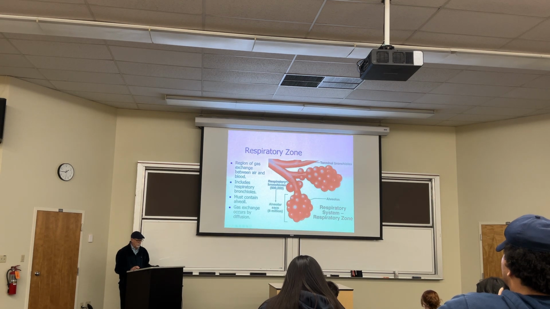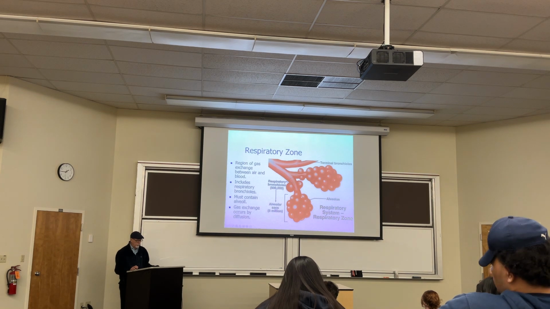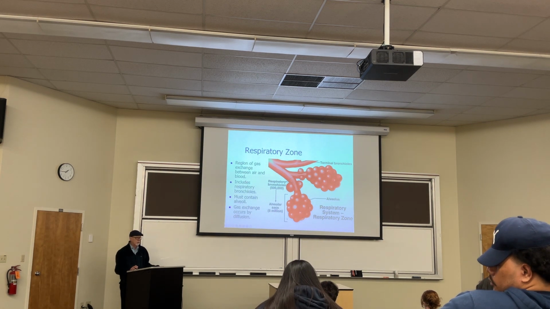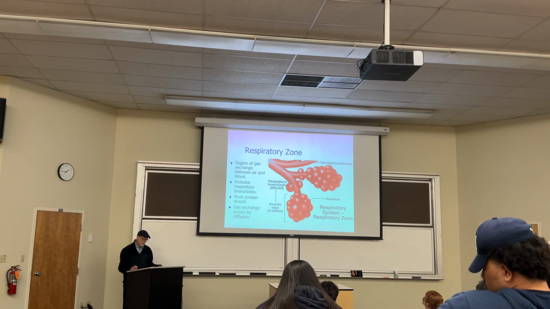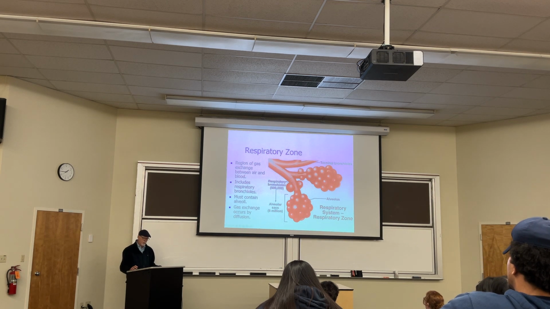Here's our respiratory bronchiole. This is an example of an alveolar sac. You see how it has that grape cluster look. And there are about 8 million of these per lung. And if you count up all these individual alveoli, like grapes, there are about 300 million of those.